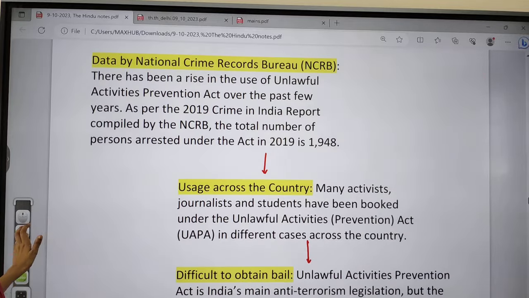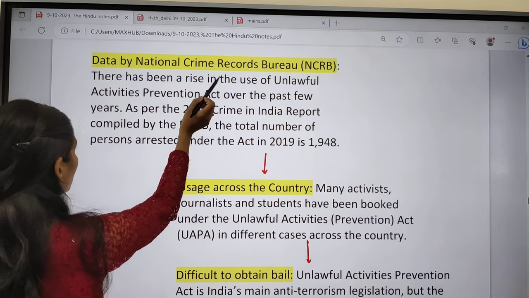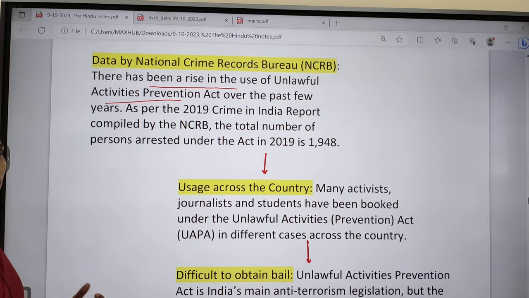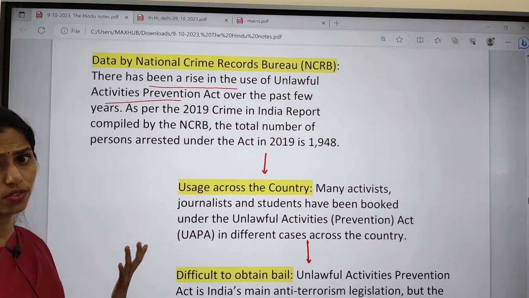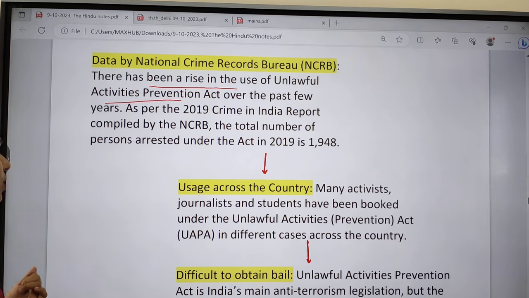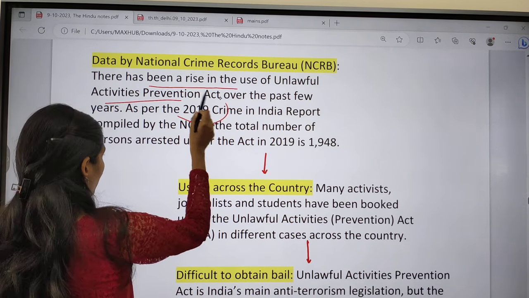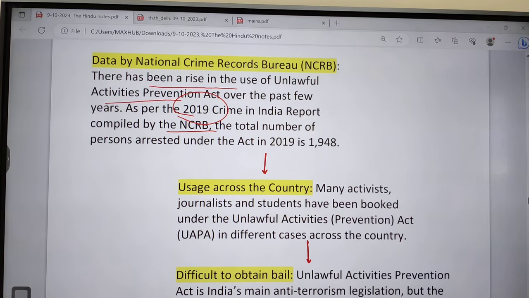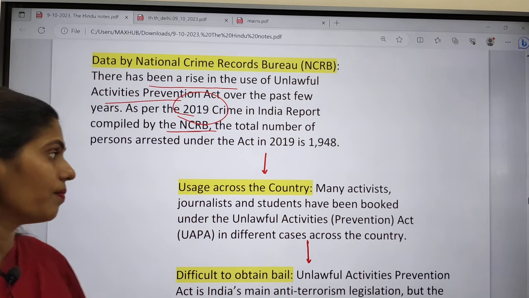So the first one is the data released by the National Crime Records Bureau, which says that there is increasing use of the Unlawful Activities Prevention Act. Because of this, there is an increased number of cases filed under this UAPA. That is, sometimes there is also misuse of this law.